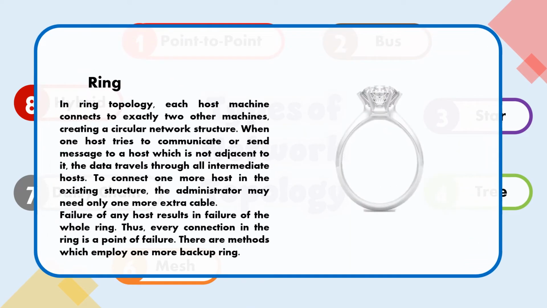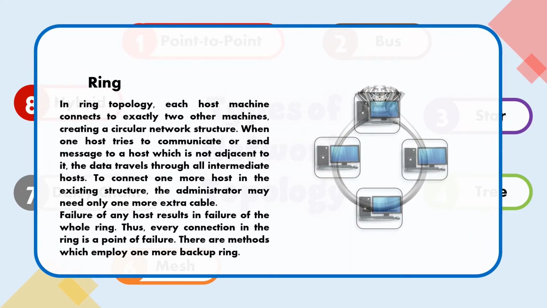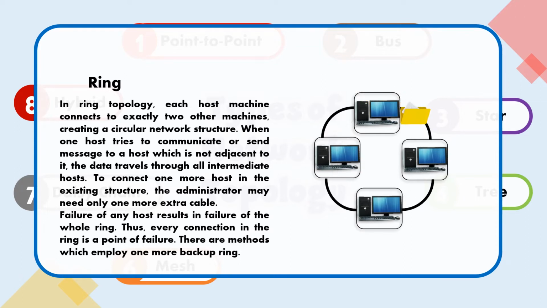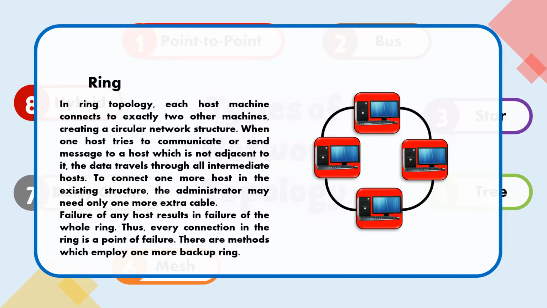In ring topology, each host machine connects to other machines, creating a circular network structure. When one host tries to communicate or send a message to a host which is not adjacent to it, the data travels through all intermediate hosts. To connect one more host in the existing structure, the administrator may need only one more extra cable. Failure of any host results in failure of the whole ring. Thus, every connection in the ring is a point of failure. There are methods which employ one more backup ring.